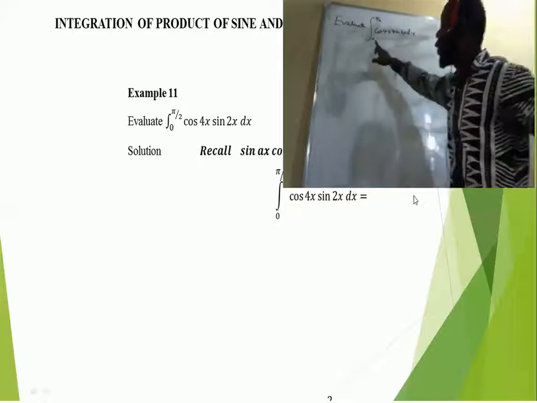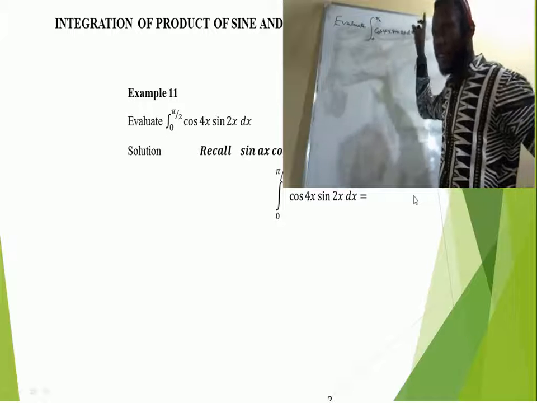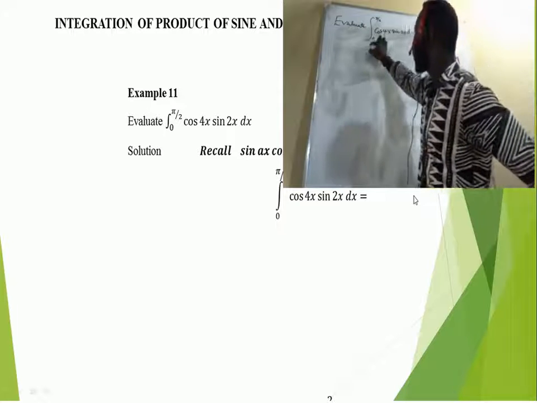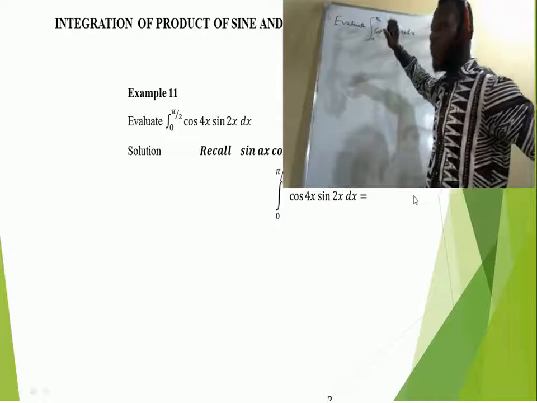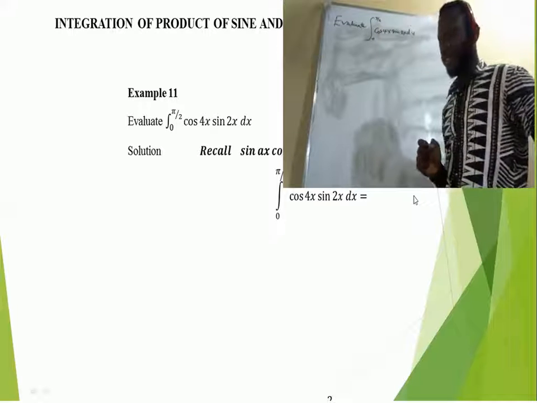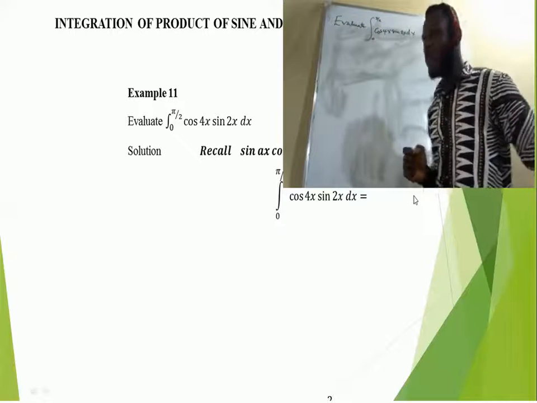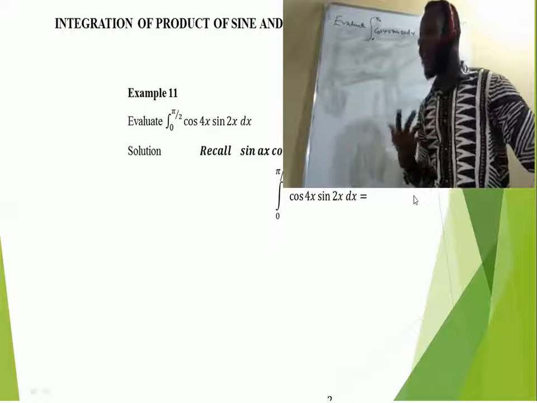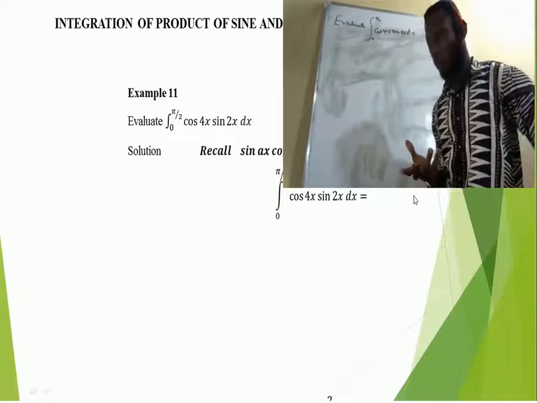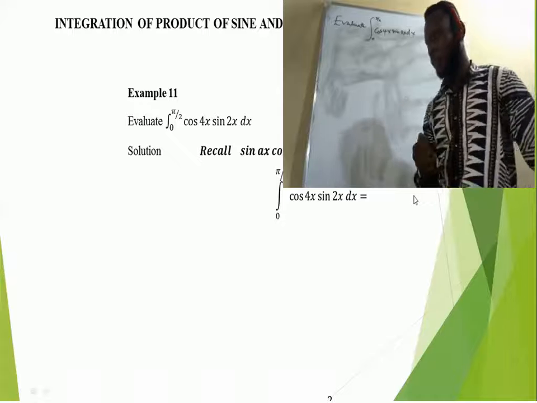When you see a question like this, now I need your full attention here. When you see something like this, it is called definite integration. What I mean by definite integration is that your answer must be in figure. It will be a definite figure.